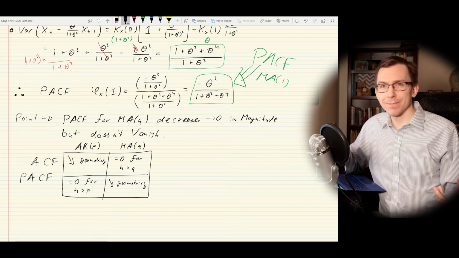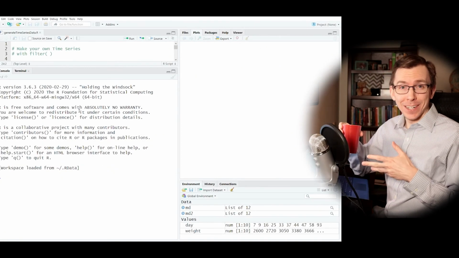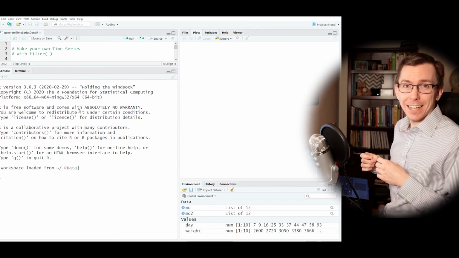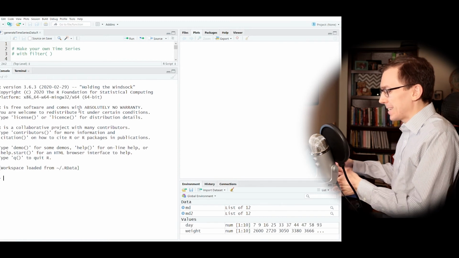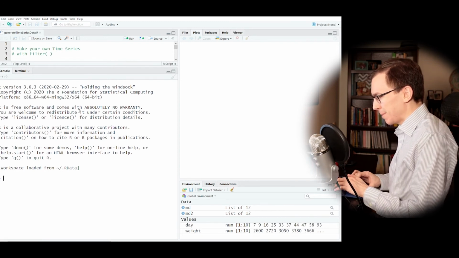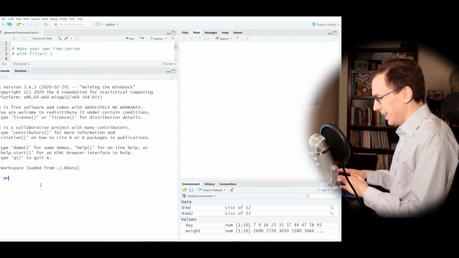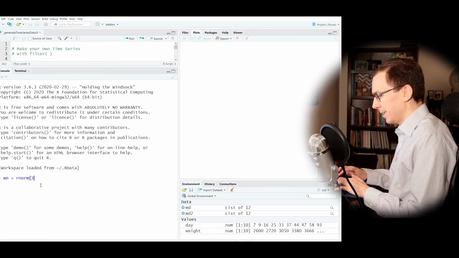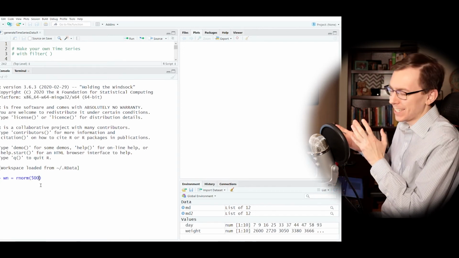So let's do that now. And we're back. We're in our studio now. Let's see what these PACF and ACF functions are really going to be able to tell us about our time series. So first thing we're always going to need if we're going to be generating some time series data is we need some white noise. And our white noise now will be our norm. Let's say 500.